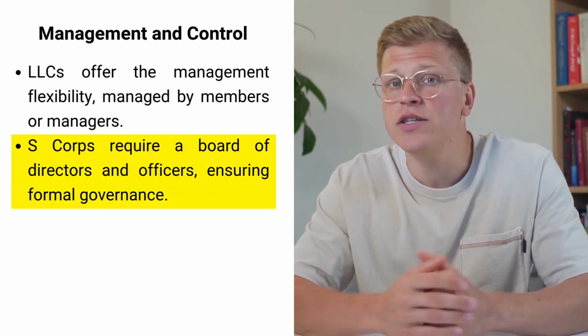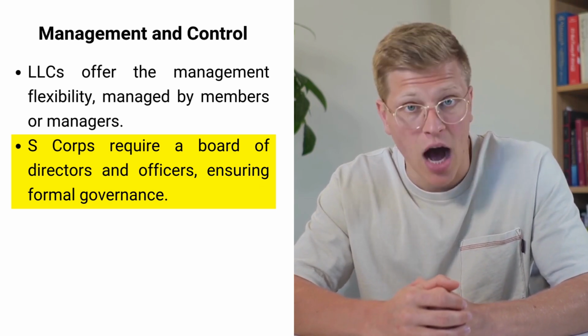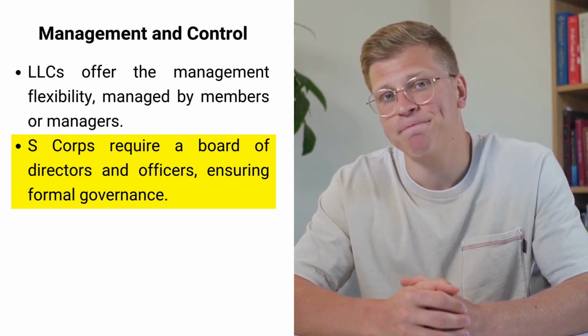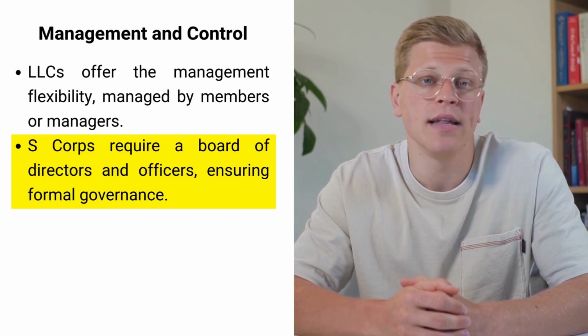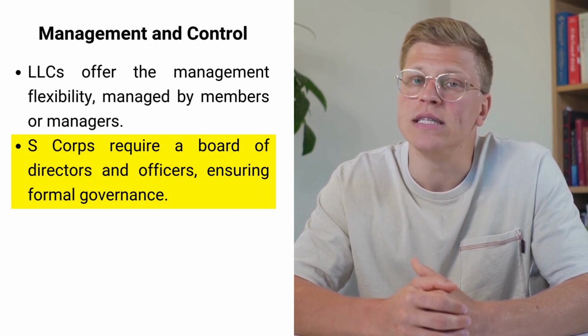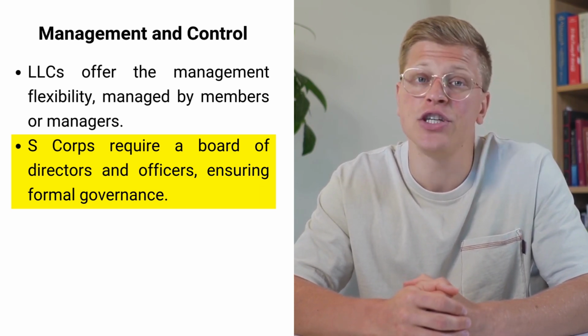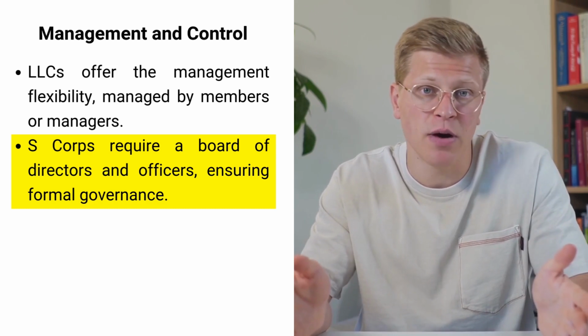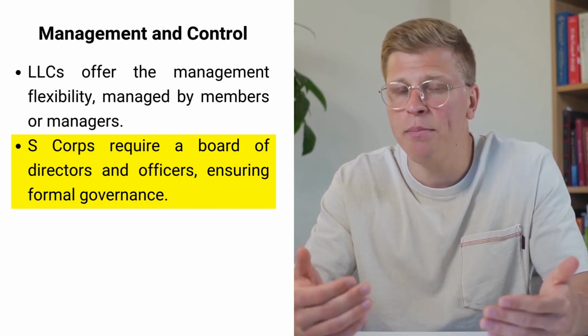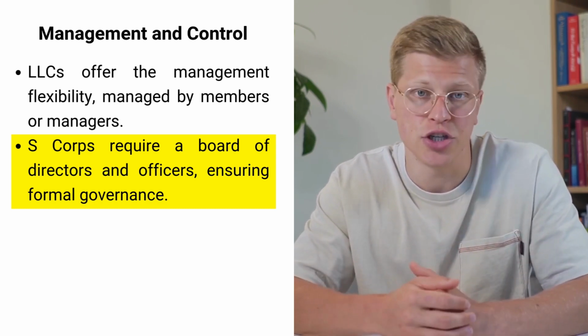C-Corps are required to have a board of directors and officers who manage the company. The owners or shareholders elect the board, which then appoints the officers. This separation can help distribute management responsibilities and ensure that the company follows formal governance procedures.